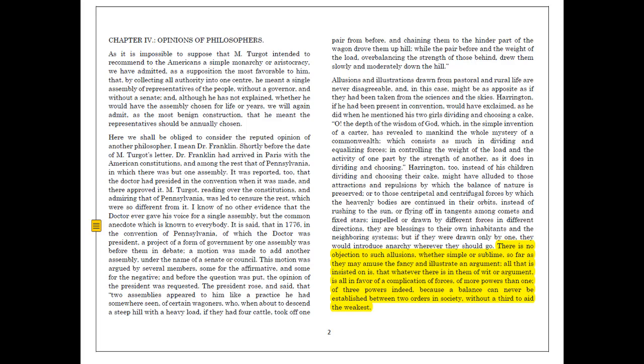When it was proposed to him in the Pennsylvania Constitution, which of course is the state that went with the unicameral legislature, Ben Franklin responded with the following anecdote at the bottom of the left-hand column of 2, quote, "Two assemblies appeared to him like a practice he had somewhere seen of certain wagoners who, when about to descend a steep hill with a heavy load, if they had 4 cattle, took off one pair from before, and chaining them to the hinder part of the wagon, drove them uphill, while the pair before and the weight of the load overbalancing the strength of those behind, drew them slowly and moderately down the hill."